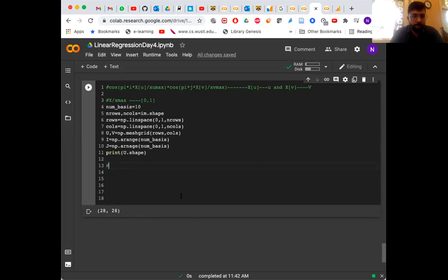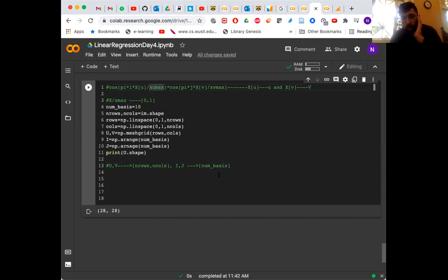So right now, the shape of U is n_rows times n_columns. This is the shape of U and V. And of course, i and j are just n_bases. Their shape is n_bases. So what should I do such that for each i and each j, I get a combination of u and v inside this cosine? What do you suggest?